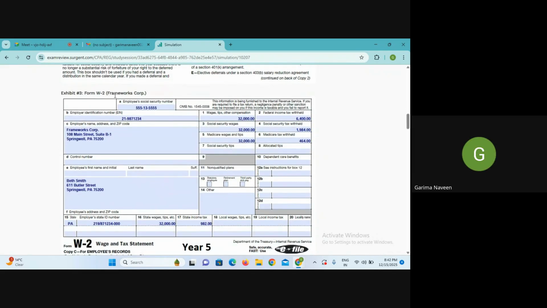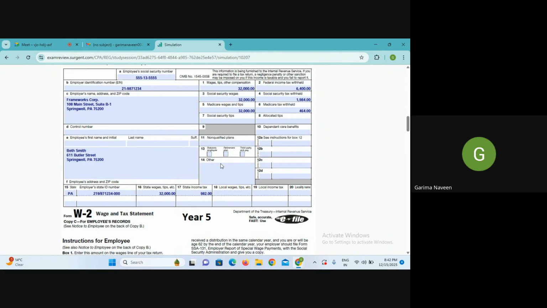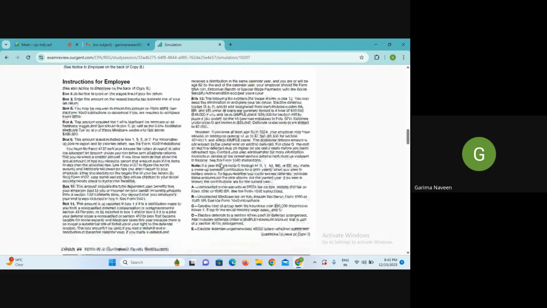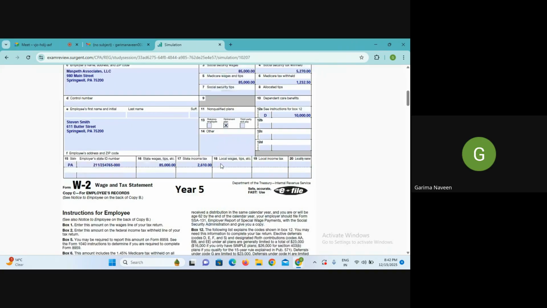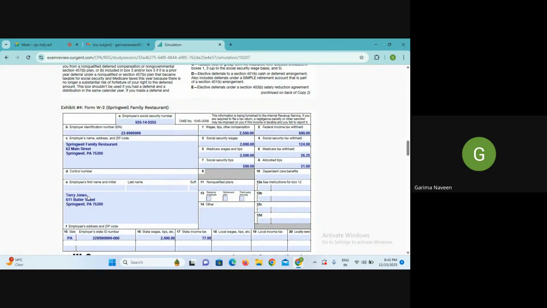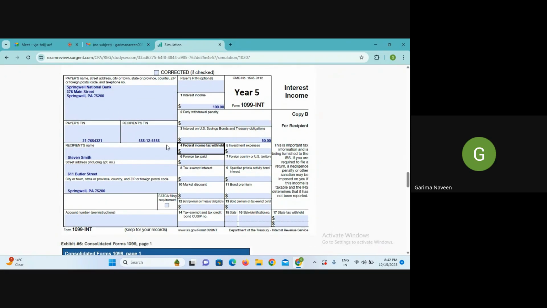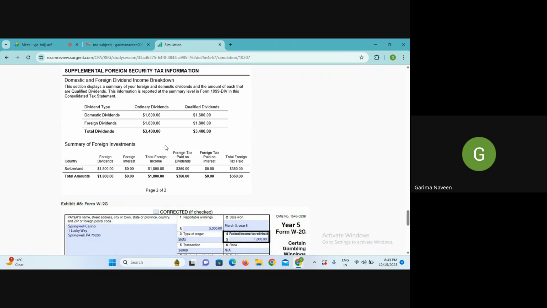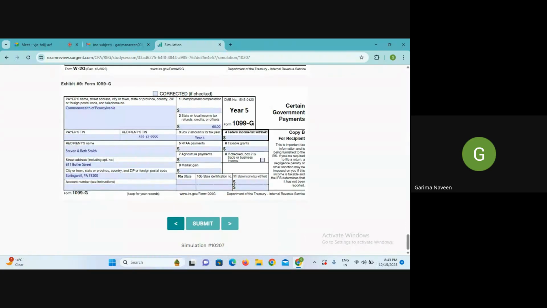Next, W-2 from Framework Corporation. So this is for Beth Smith. So her wages are reported here: Social Security wages, Medicare wages, taxes, and other things. Next, this is for year 5. So this is of Terry Jones. Form 1099. Okay.